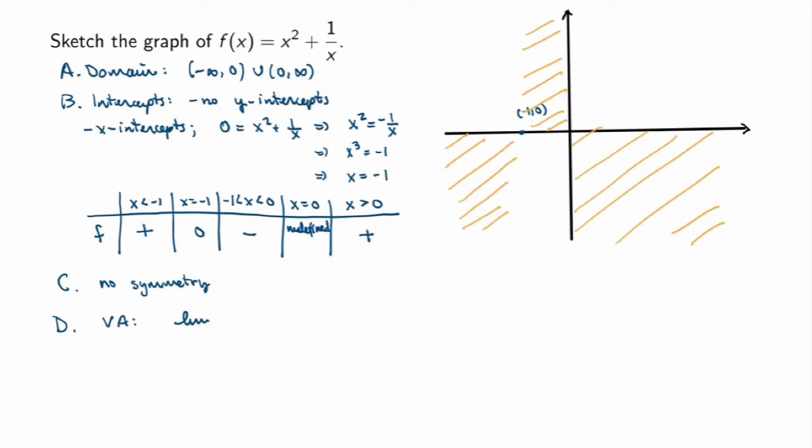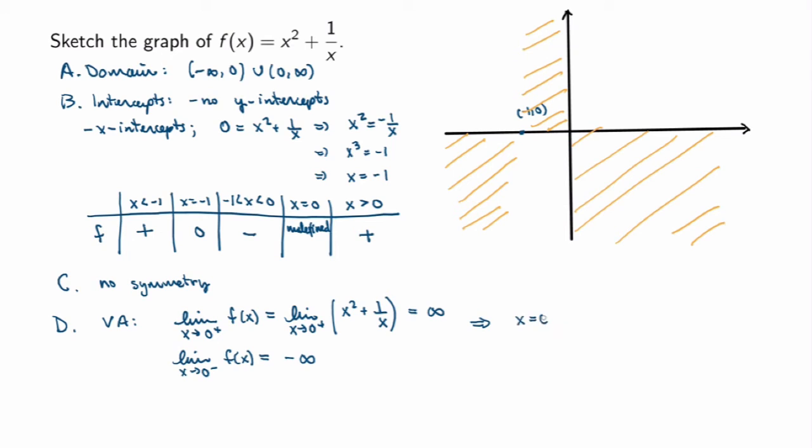So I can calculate the limit on both sides of this point. As x goes to 0 plus, so if I approach from the positive side, the limit of my function here will be just the limit as x goes to 0 plus of x squared plus 1 over x. Well, the first term is just 0, but the limit of the second term will go to 1 over something very, very small, but positive, which gives me plus infinity. And similarly, the limit as x goes to 0 minus of my function, in that case, the second term will go to 1 over something very small, but negative. So in this case, it will be minus infinity. So from this, you conclude that the vertical line x equals 0 is a vertical asymptote of the function.